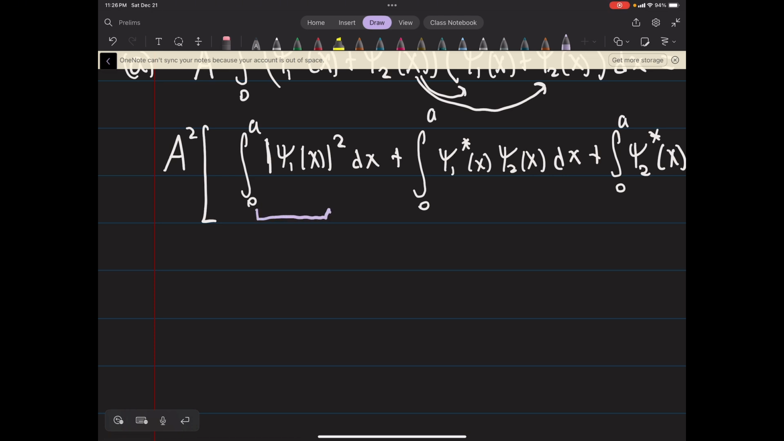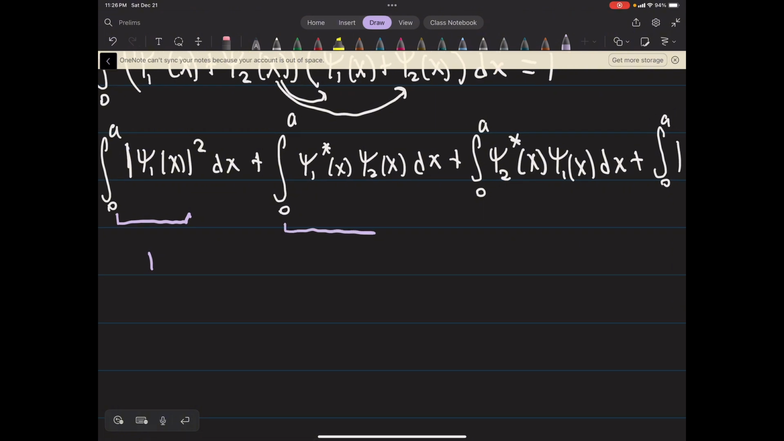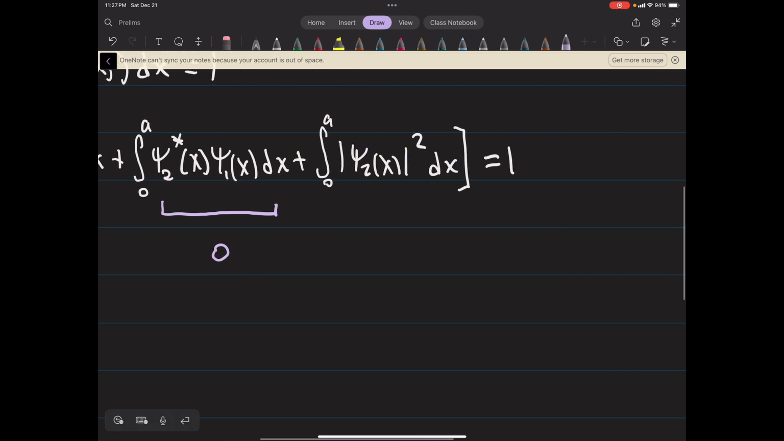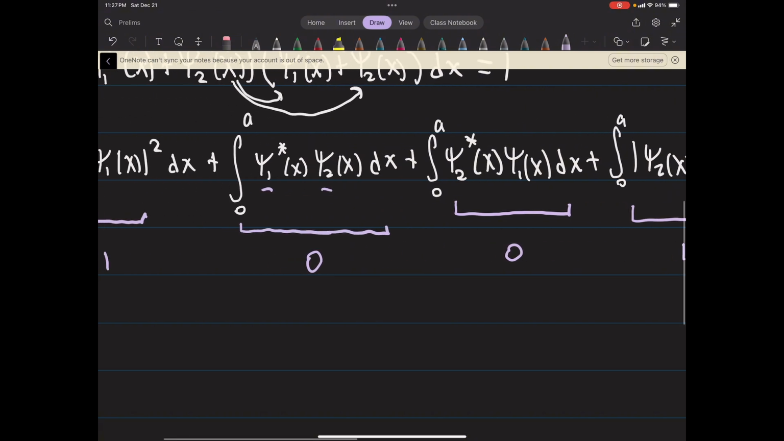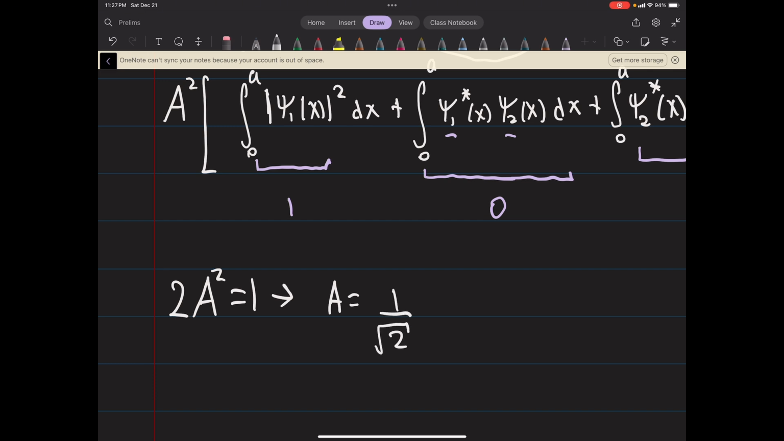Well, we know that this integral is just 1, right? The probability of our first state being somewhere in the wave function, that's a guarantee. That's essentially our normalization condition. Here, we can use our orthogonality relationship. Psi 1 and psi 2 are orthogonal to each other. This integral is 0. For that same reason, this integral is also 0. And just like how the first integral was 1, this one is also 1. So without having to solve any integral, we know that the sum of these integrals is 2. So 2a squared equals 1. Or solving, a equals 1 over the square root of 2. Not bad.